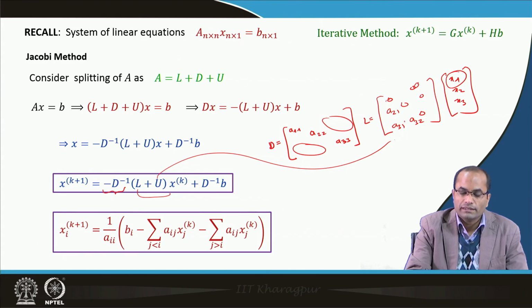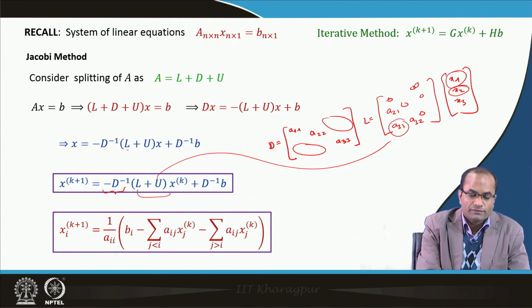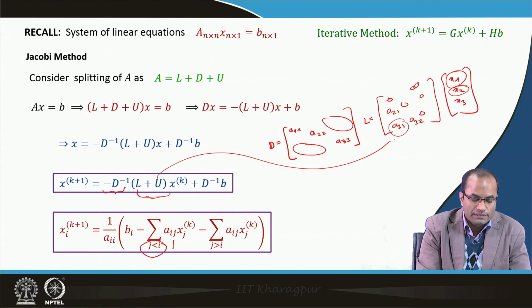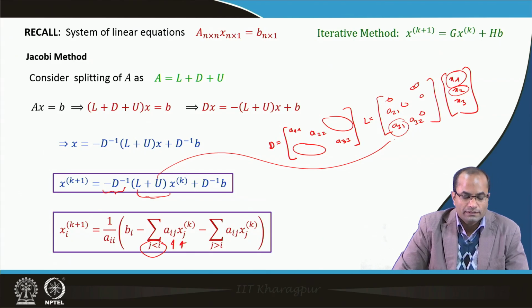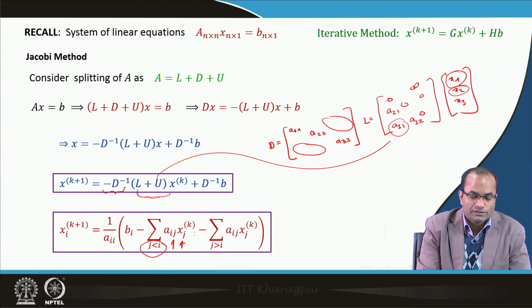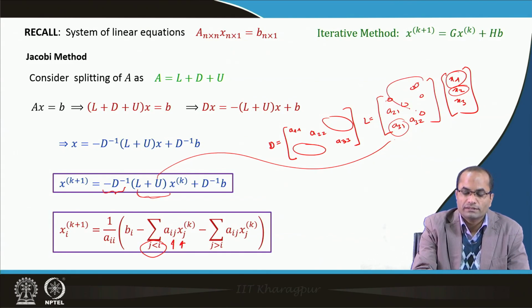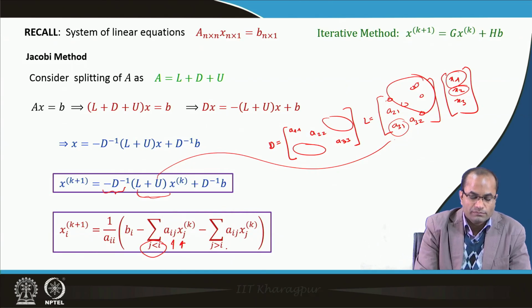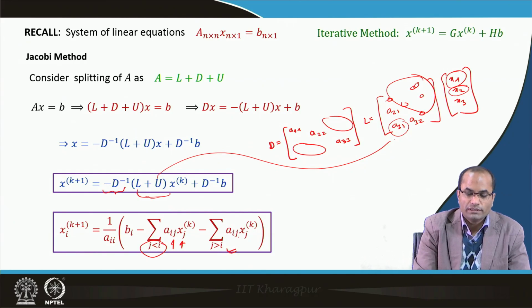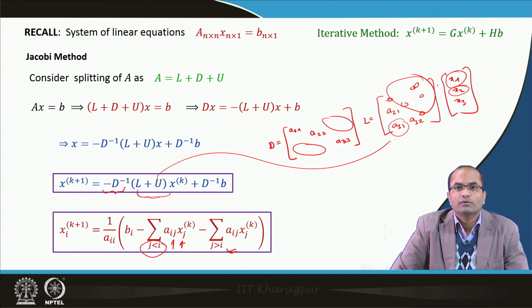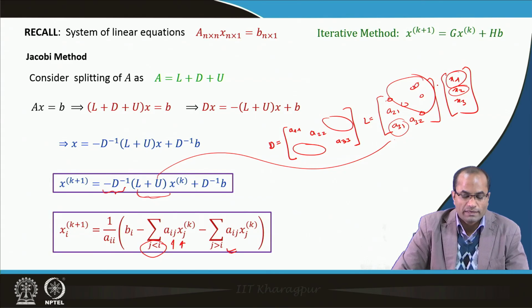In the third case, we have a31 and a32 that will be multiplied with this one. So, what is happening here after this when we take this component? Whenever j is less than i, only then this summation will take place, because otherwise this will become 0. And similarly, when j is greater than i, it will be the other way around when we take the upper triangular matrix.